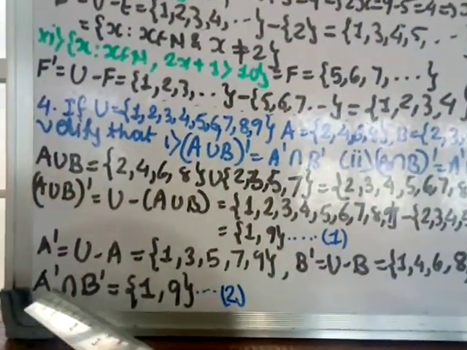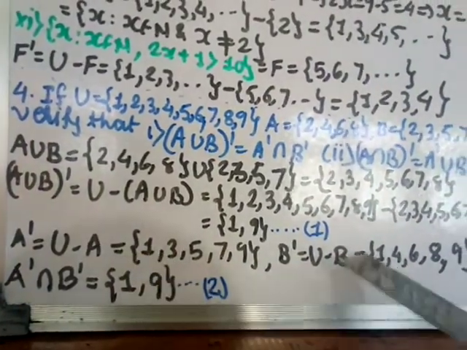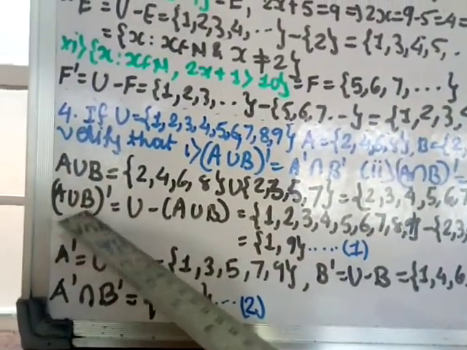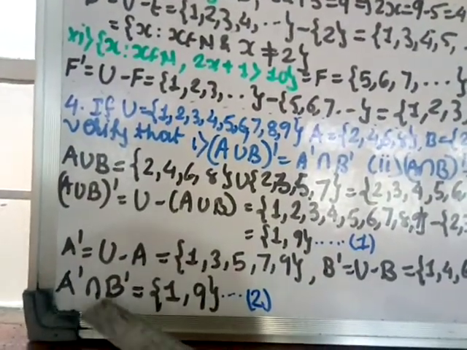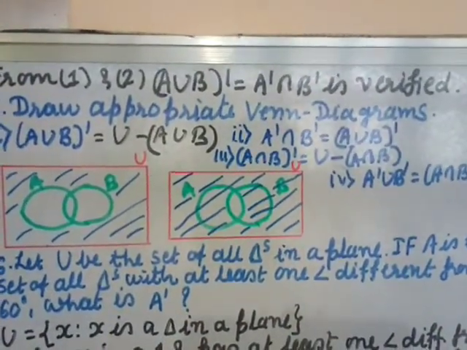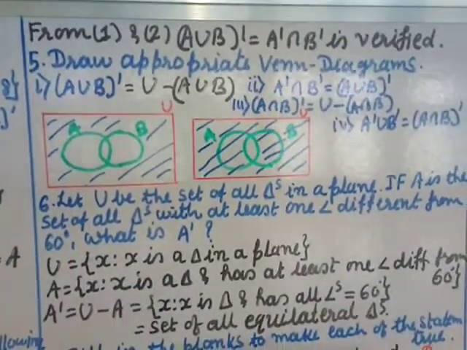And then let us find the intersection of A' and B'. So you can see the common here, common is 1 and 9. So we can see from 1 and 2, (A union B)' equals A' intersection B'. So it is verified. Okay, so we have verified that. So I have written here from 1 and 2, (A union B)' is equal to A' intersection B' is verified.